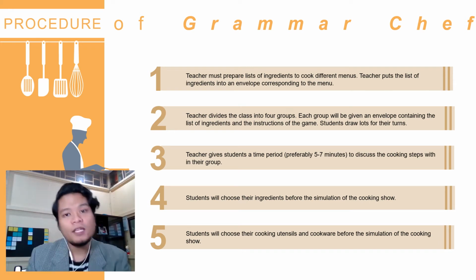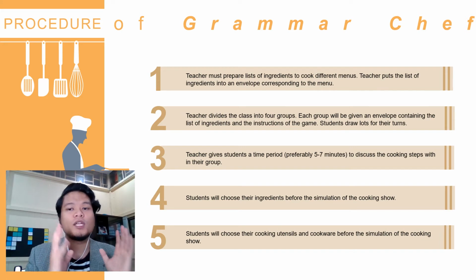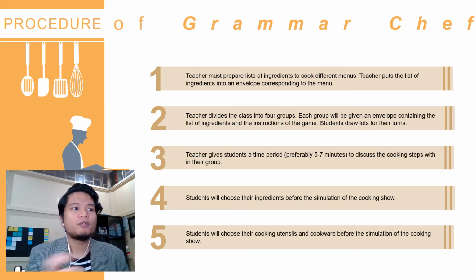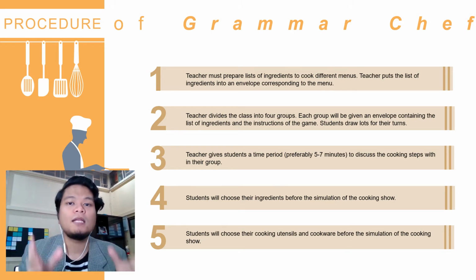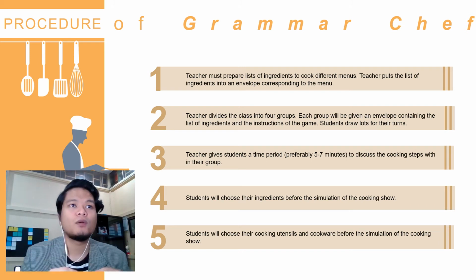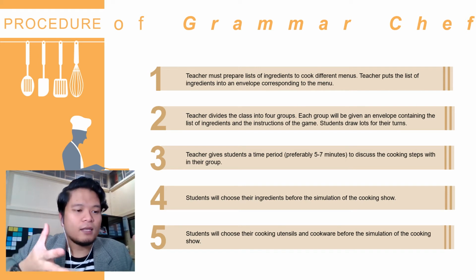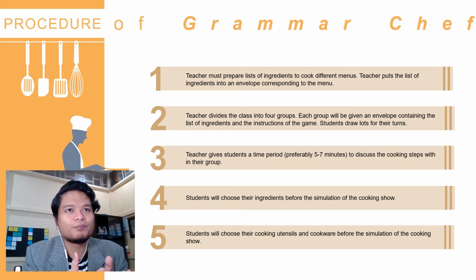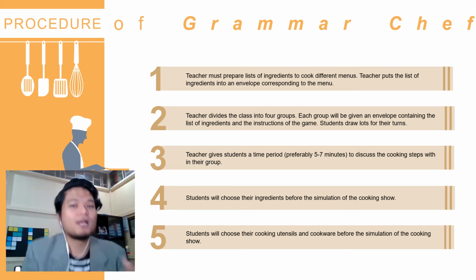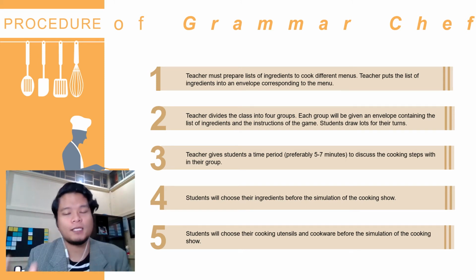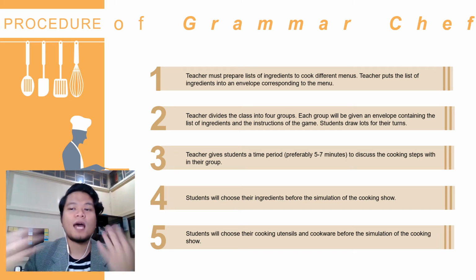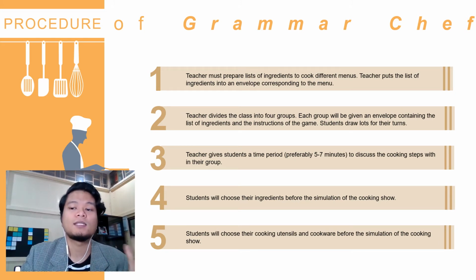So at the other side of the table, teacher will have to prepare realia of the cooking utensils such as the pot and so on and so forth. So they will choose which cooking utensils that they will have to use in the grammar chef game, so that they will show that it will be a better cookware to use for this particular menu, for instance. Okay, so now let's move on to the sixth step.